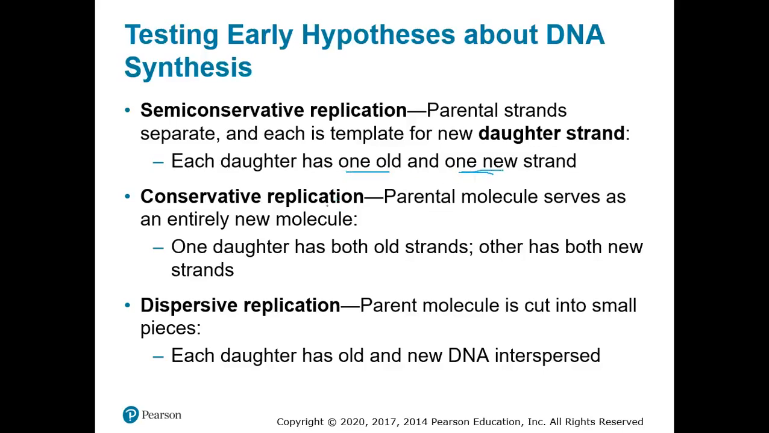Okay. For conservative replication, the parental molecule is pretty much going to just serve as the template and create an entirely new daughter molecule. So at the end of the day, we're going to have a daughter with old strands, so basically the parent strand, and the other is going to have two new strands. Lastly, we have dispersive. This one is the most dispersive of the hypotheses because the parent is going to be cut into tiny, tiny little pieces, and then our daughter strands are going to be a mix of old and new, kind of Frankenstein's monster, if you will.